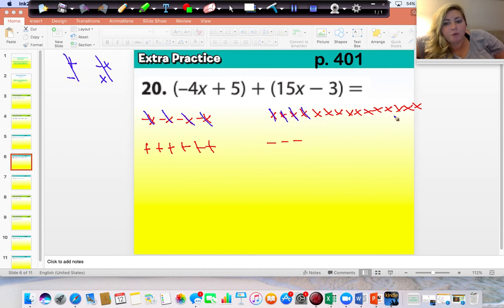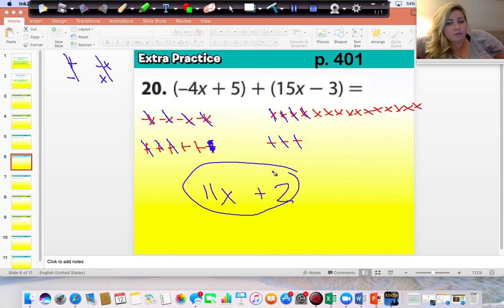So I'm left with 11 x's total, 11 positive x's. I'm going to cancel out a positive with a negative, and a positive with a negative, and I'm left with 3 positives. I drew one too many positive signs over here. Sorry, I just realized that. So we're left with 2 positives. So 11x plus 2 is our final answer.